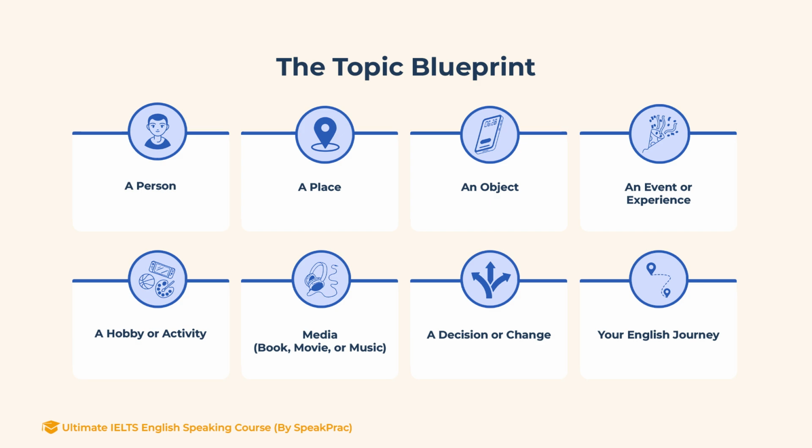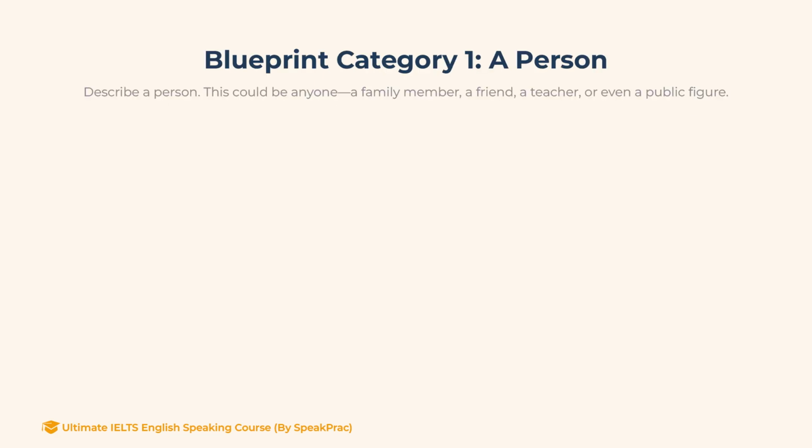Our first blueprint category is one you can absolutely guarantee you'll be prepared for. Blueprint category 1, a person. There's a high chance that you'll be asked to describe a person. This could be anyone: a family member, a friend, a teacher, or even a public figure.